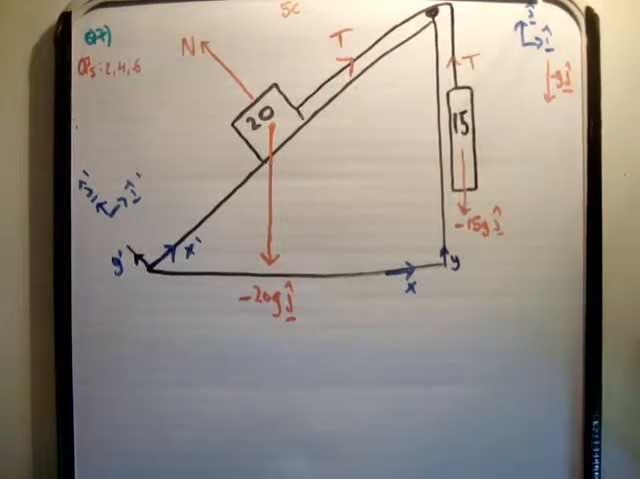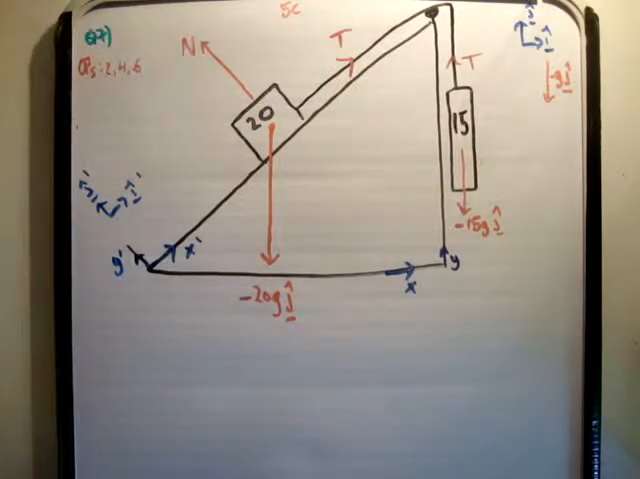So just to read the question, it states that a particle of mass 20 kilograms is held on a smooth plane which is inclined at an angle A to the horizontal, where tan A is 4/3. The particle is connected to another particle of mass 15 kilos by means of a light inextensible string passing over a smooth pulley at the top of the plane. Find the common acceleration, and also find out whether or not the 15 kilogram mass will rise or fall.